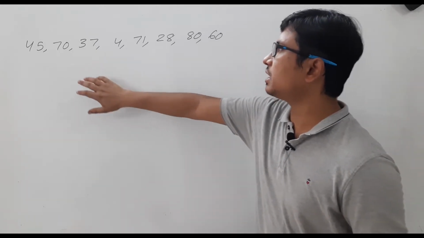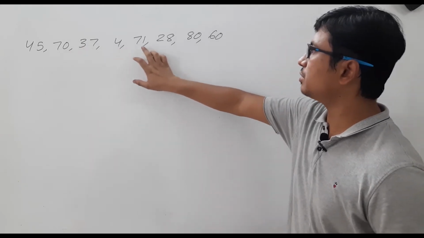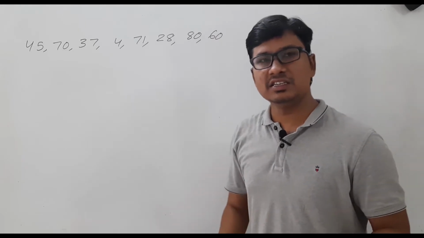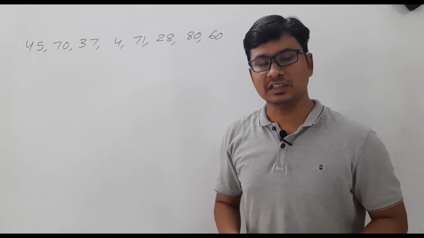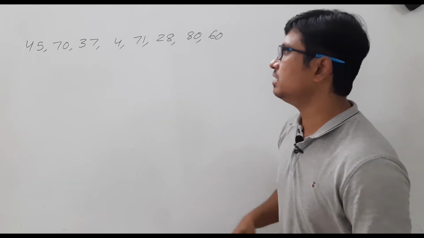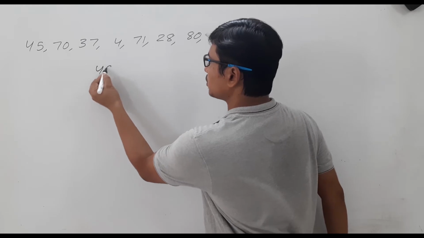What are the elements I have taken? 45, 70, 37, 4, 71, 28, 80 and 60. These elements I want to insert in the AVL tree, and with these elements I want to create the AVL tree. So the first element is 45, which will act as a root node.